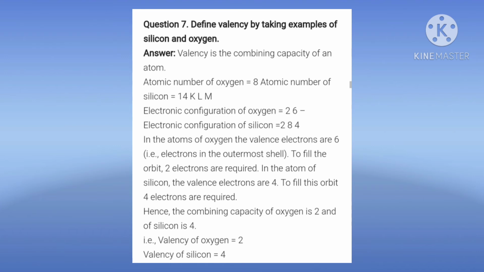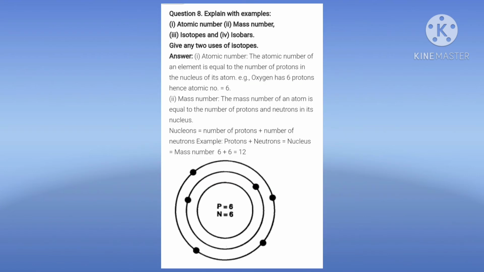Either it can donate 4 electrons or accept 4 electrons. For silicon it is the same. So hence the combining capacity of oxygen is 2. It will accept 2 electrons to be in a stable form, the octet form, and for silicon it is 4. So the valency of oxygen is 2 and the valency of silicon is 4. Oxygen is divalent or bivalent and silicon is tetravalent. Tetra means 4. Next come to question number 8.